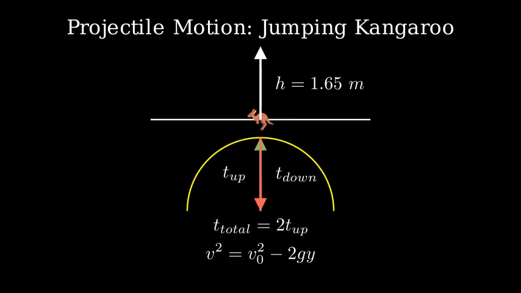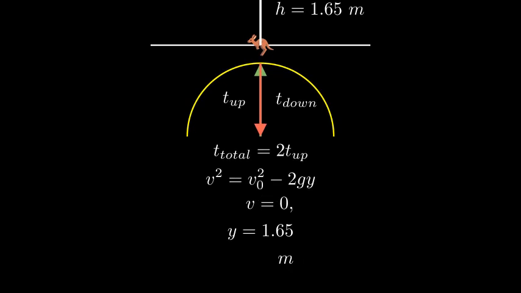V squared equals V naught squared minus 2gy. At the maximum height, the velocity is 0, and we know the height is 1.65 meters. Let's plug these values in. 0 equals V naught squared minus 2 times 9.8 times 1.65. Solving for V naught, we get V naught equals 5.68 meters per second. This is the initial velocity the kangaroo needs to reach that height.